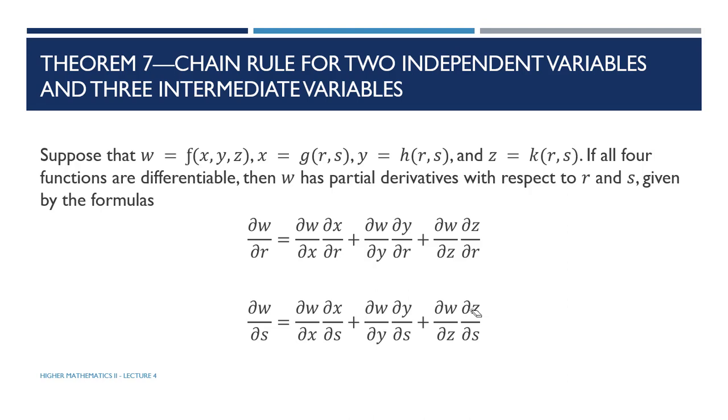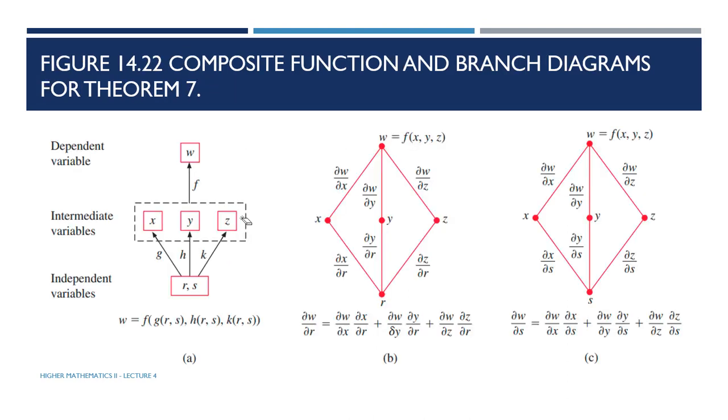Suppose that w equals f of x, y, and z, and x equals g of r and s, y equals h of r and s, z equals k of r and s. If all 4 functions are differentiable, then w has partial derivatives with respect to r and s, given by the formulas. So now we have 2 forms of partial derivatives of w, with respect to r and with respect to s. Because w is a function of 3 variables that has 2 independent variables, we can calculate w's derivative with respect to r first, and then with respect to s.